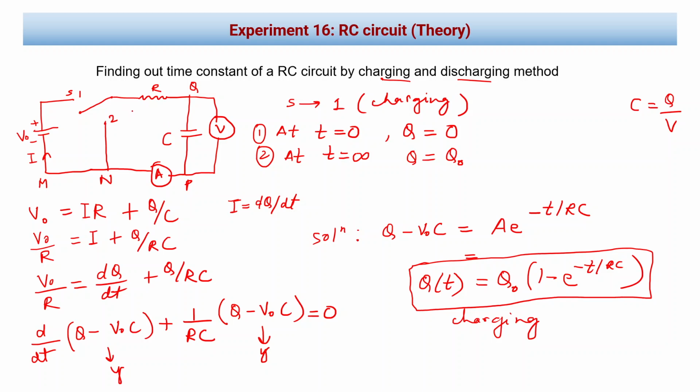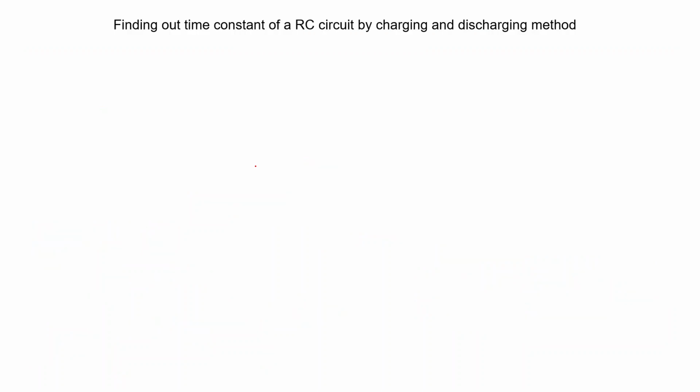As you can see, earlier the current was flowing in this direction and it was charging this capacitor. Now the current will flow in this direction and it will discharge through this resistor, and the current will flow through this resistor in the opposite direction now. So when this switch is connected to 2, the capacitor is discharging.